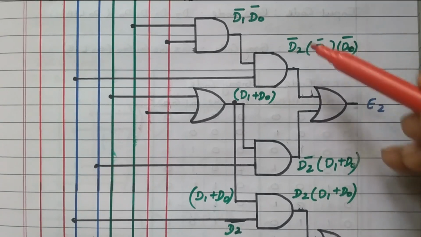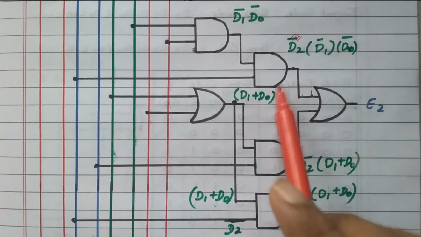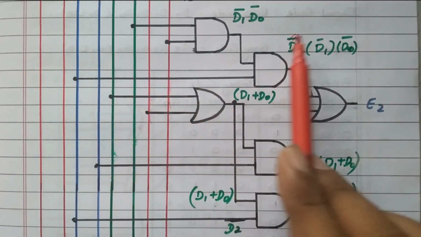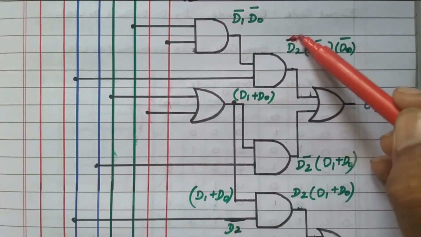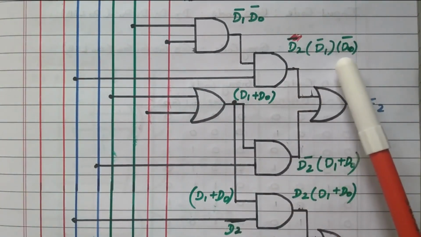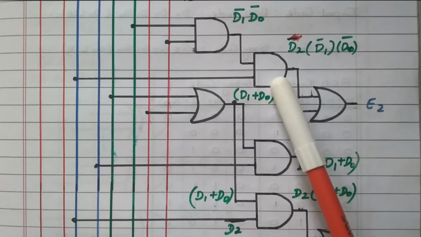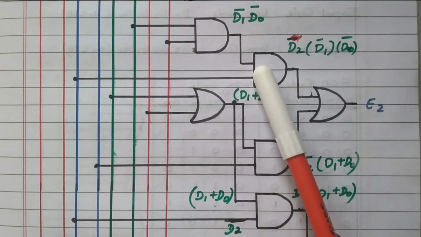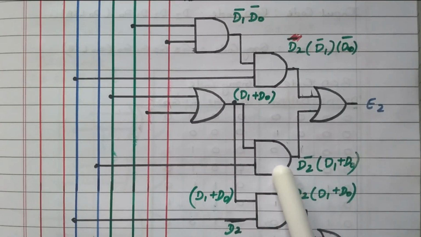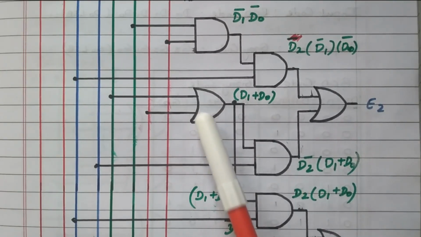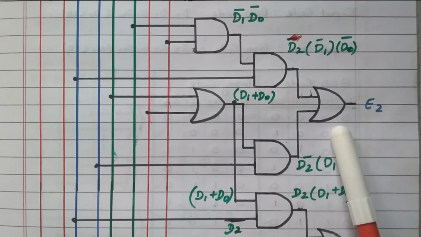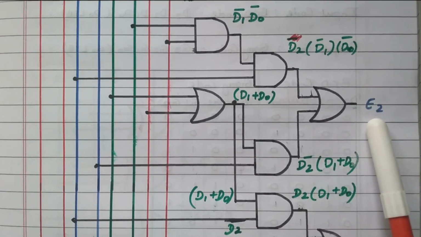Here is a small correction. This is not D2 dash, it is D2. Here it is connected to D2 only, not D2 dash. In the K map also, it is D2. So D2 D1 dash D0 dash is available in this AND gate by using 2 more AND gates. This D2 of D1 plus D0 is available in this AND gate, by using one OR gate and AND gate. These two are added together by one more OR gate. So now we got the value of E2.